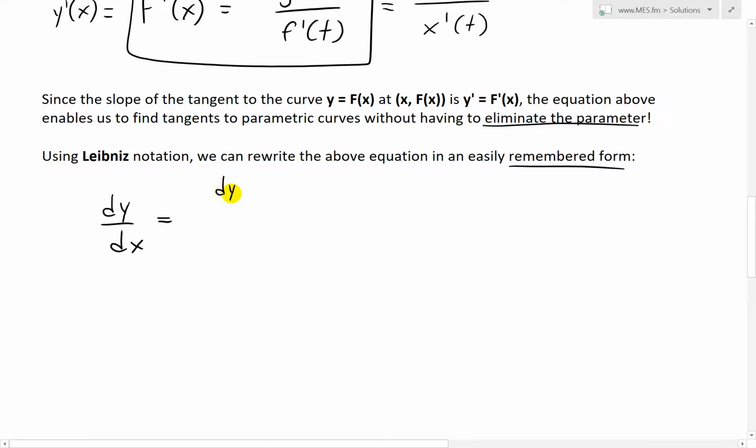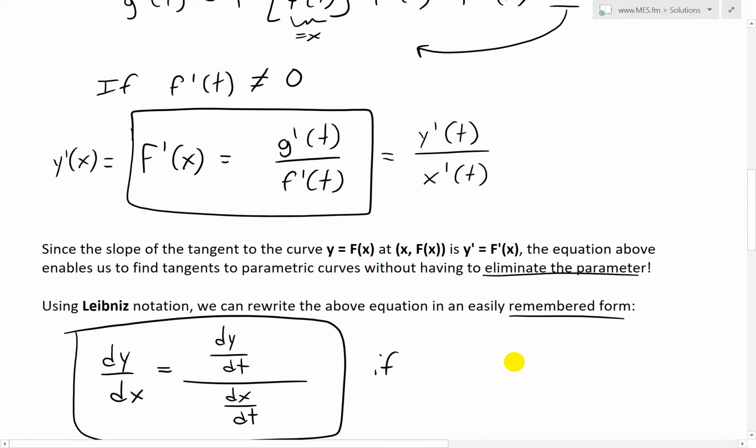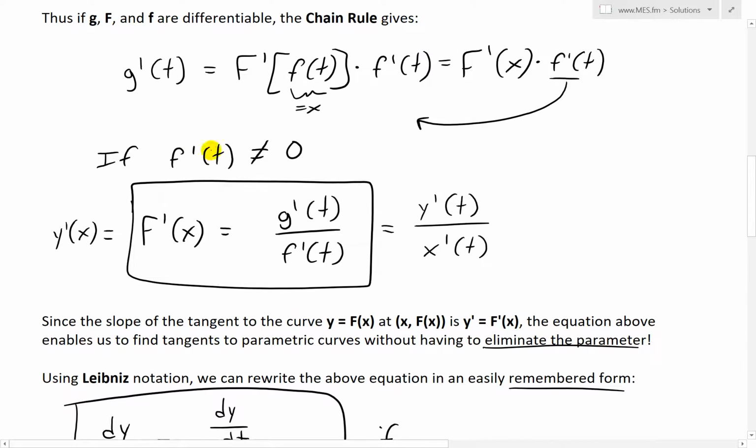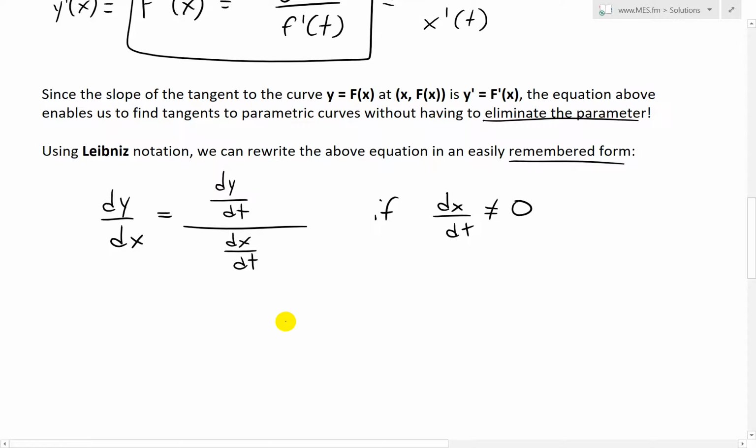So this is going to be dy over dt all over dx over dt, like that. And I'll circle this: this is if we have dx over dt, which is just our f prime of t. That's the same thing over there. That's if the bottom one here is not equal to 0, so dx over dt is not equal to 0. Otherwise we'll have an undefined derivative. So if this is true, we could just circle this entire thing together.